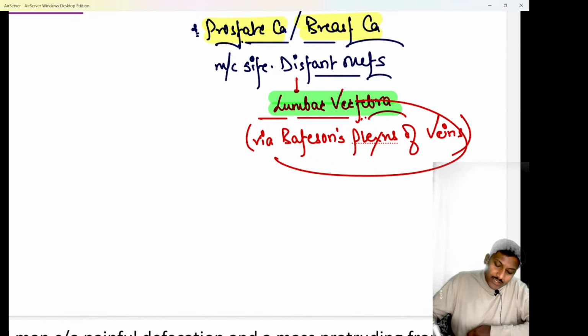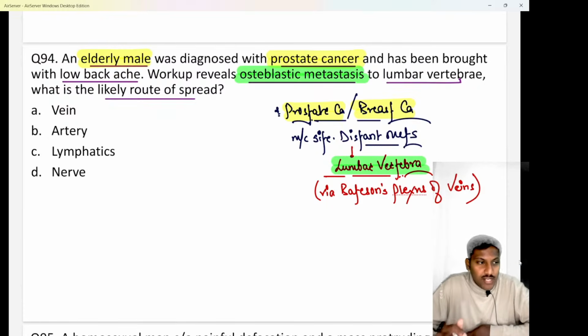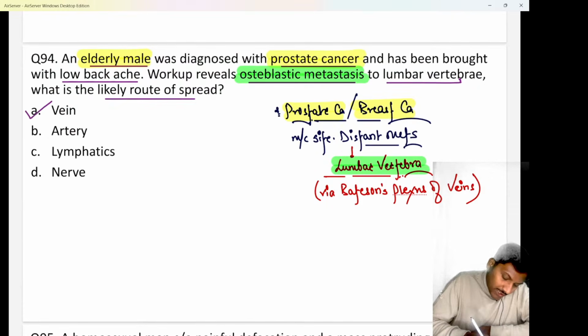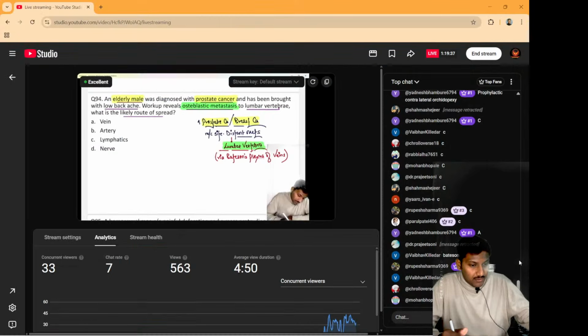And if they ask you what is the route of spread, for both cancers it spreads to the lumbar vertebra with the help of Batson's plexus of veins. So Batson's plexus of veins is the route via which the cancer spreads to the lumbar vertebrae. So the answer has to be option A, that is vein. This was a recent January question in the FMGE examination. Artery, lymphatics, nerve, they are not the route. It is mainly option A, the vein, that is the route of spread.